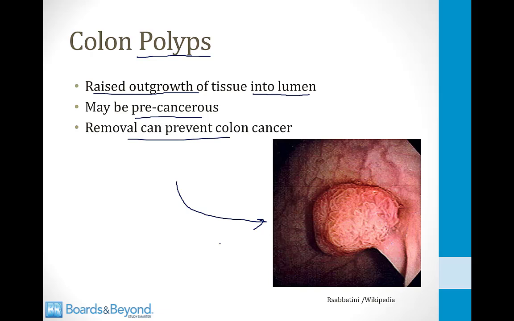And part of the reason that adults over 40 or 50 years old are recommended to have regular colonoscopies is so that any polyps can be identified early and removed before they develop into colon cancer.